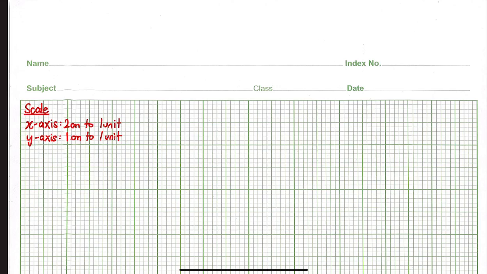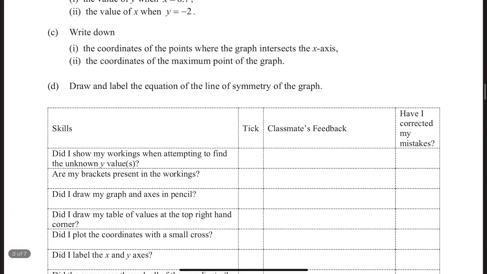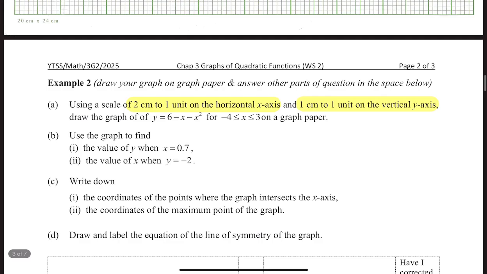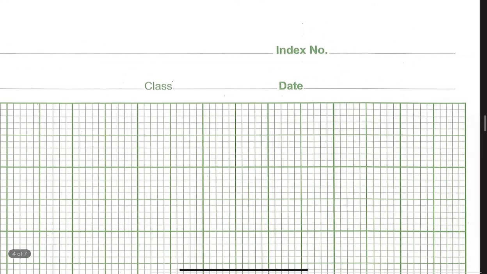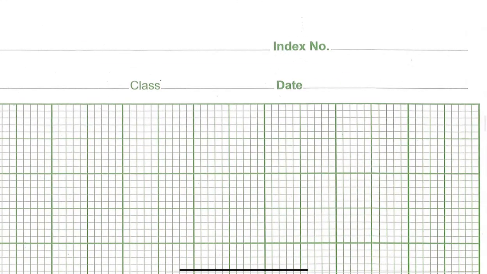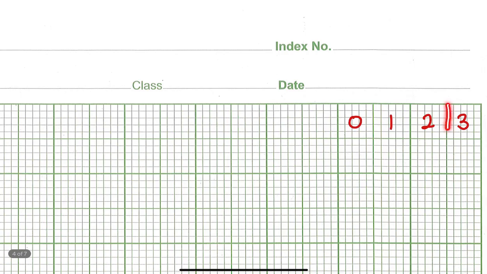Okay, next step is to draw my table of values. So how do I draw my table of values? We draw it on the top right of the graph paper. They say x is from -4 to 3. So I'll write over here on my top right of my graph paper. I start with the highest x value here first. 3, 2, 1, 0.